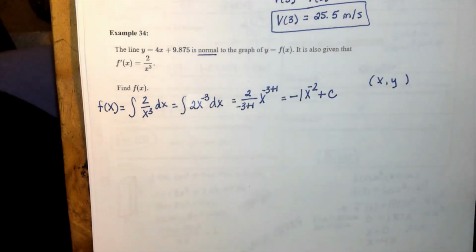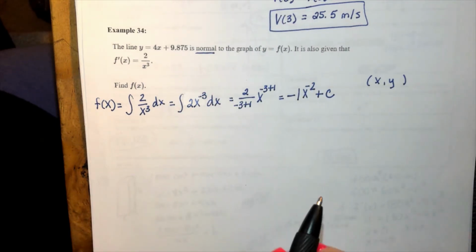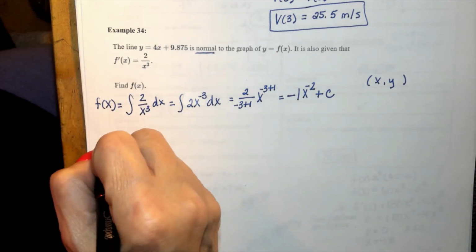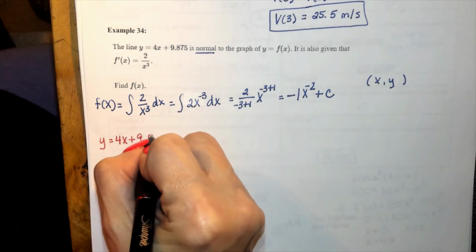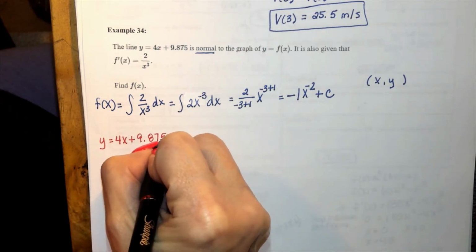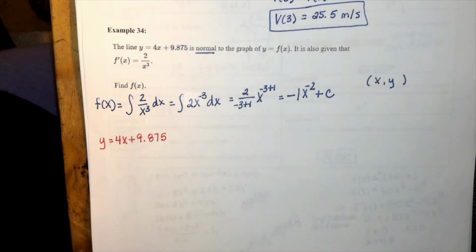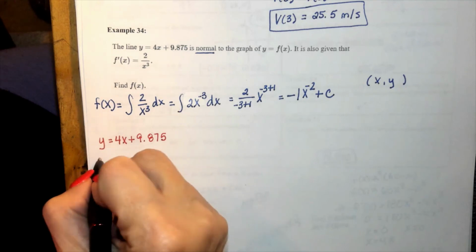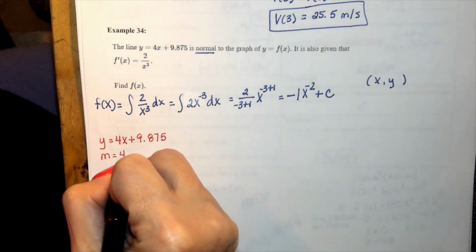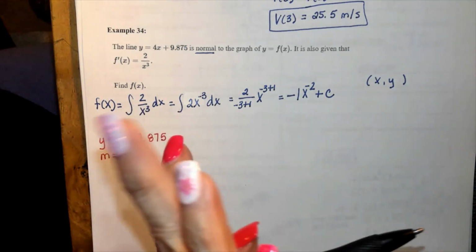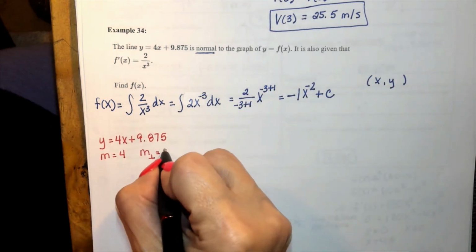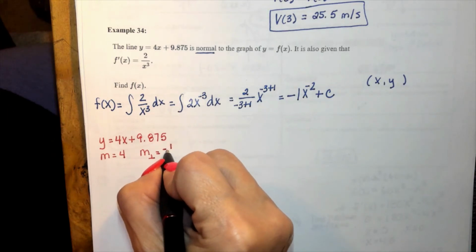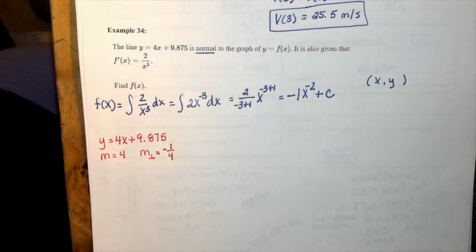That's normal. Do you remember what normal means? If I have the line y equals 4x plus 9.875 and it's normal to the graph, do you remember that means it's perpendicular? So the slope of this line right here is 4. That would mean that's the normal. So I need to take the perpendicular of that slope, which would be negative 1 over 4.